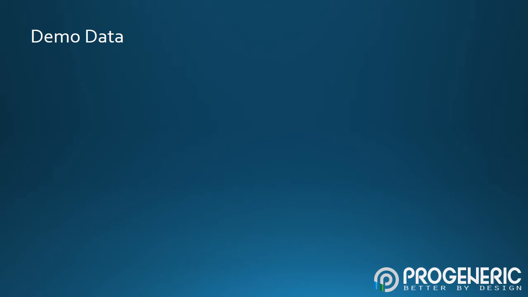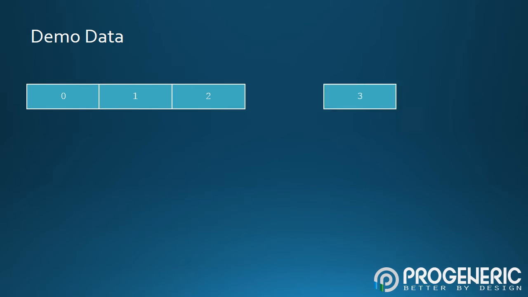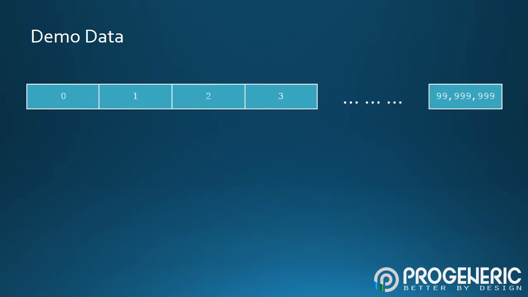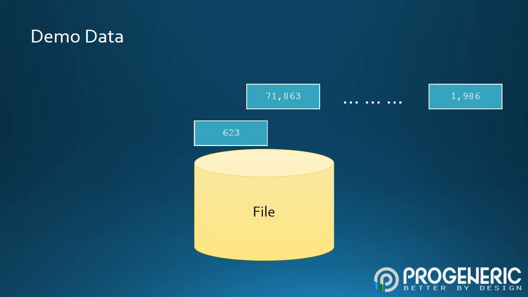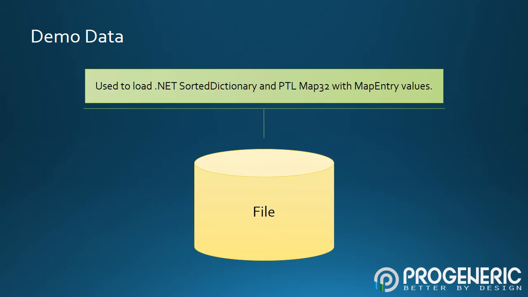Previously, we filled an array with 100 million numbers from 0 to 100 million minus 1, randomly shuffled them, and stored them to a file. We use this file to load both the .NET SortedDictionary and PTL Map32 objects with map entry values, and we use the next random number for both the key and the value for each map entry element. This allows us to compare the results using the same data.